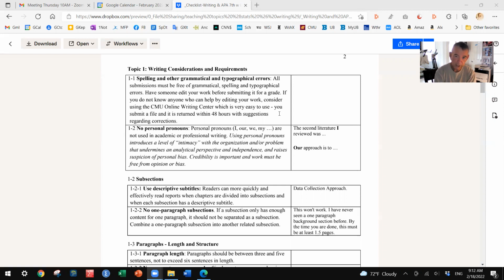We have online writing centers at our various universities. Central Michigan has a very effective online writing center. University of Baltimore, where I teach, has one as well.